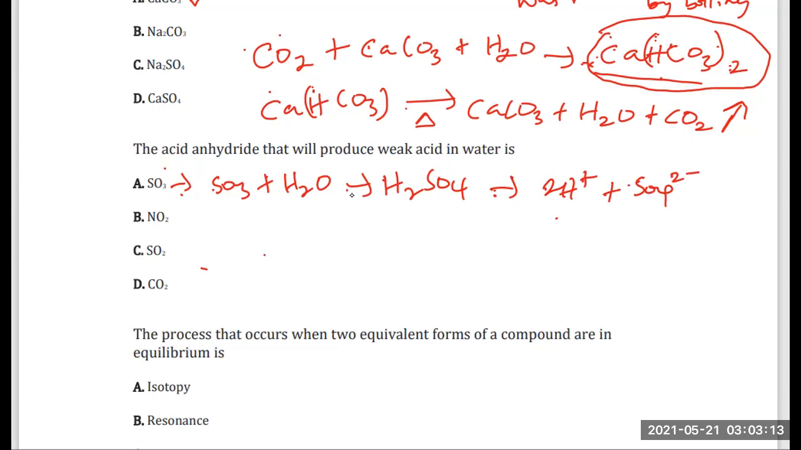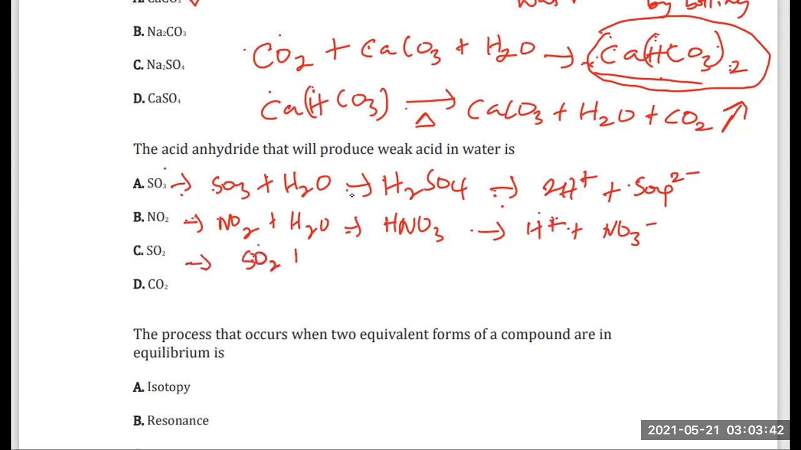So if NO2 should dissolve in water, basically I'll have HNO3. This also will undergo complete dissociation, so it's also a strong acid. Let's look at SO2. If SO2 should dissolve in water, of course, I'm going to have H2SO3, and this one also will undergo complete dissociation.